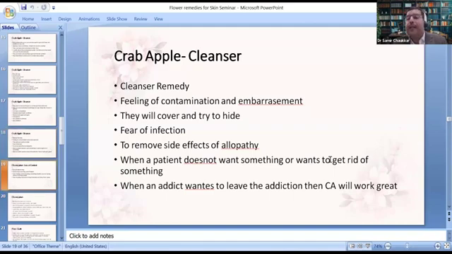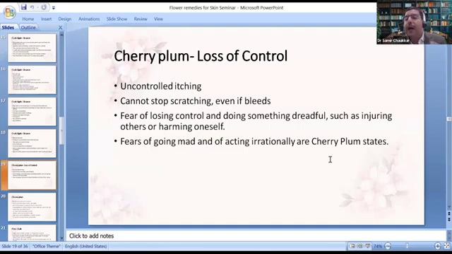Okay. Next is cherry plum. The word for cherry plum is uncontrolled. Anything which is uncontrolled, somebody coming to you with eczema, urticaria, or any skin problem and saying, oh, doctor, you don't know, it is so much itching. I just cannot control myself and I just scratch off the part till it bleeds. First remedy, think of cherry plum because it is uncontrolled itching, remember. Cannot stop scratching till it bleeds.